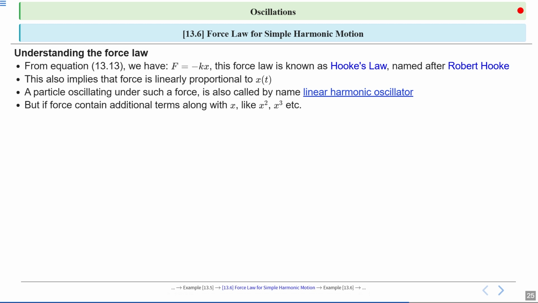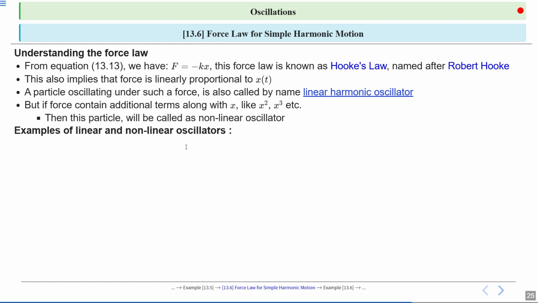What happens if the force law gets more complicated? If the force includes extra terms like x squared or x cubed, then it's no longer just proportional to x. For example, F is equal to minus kx plus additional terms. When the force law includes these additional terms, the oscillator is called a non-linear oscillator. Non-linear means the restoring force does not increase in a simple direct way with displacement.